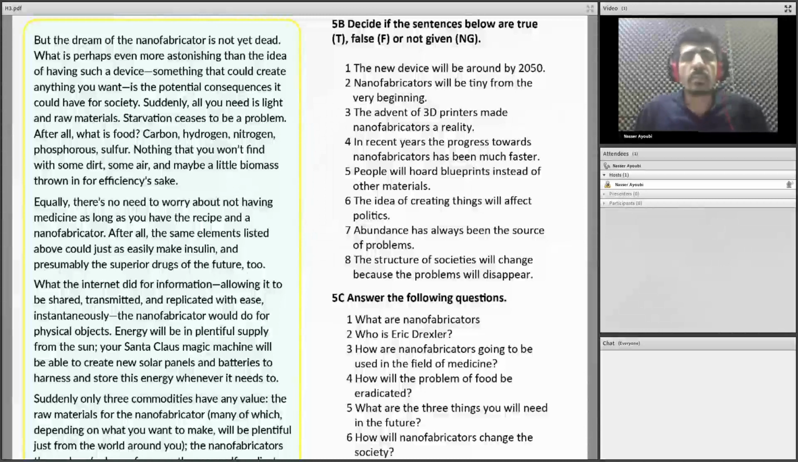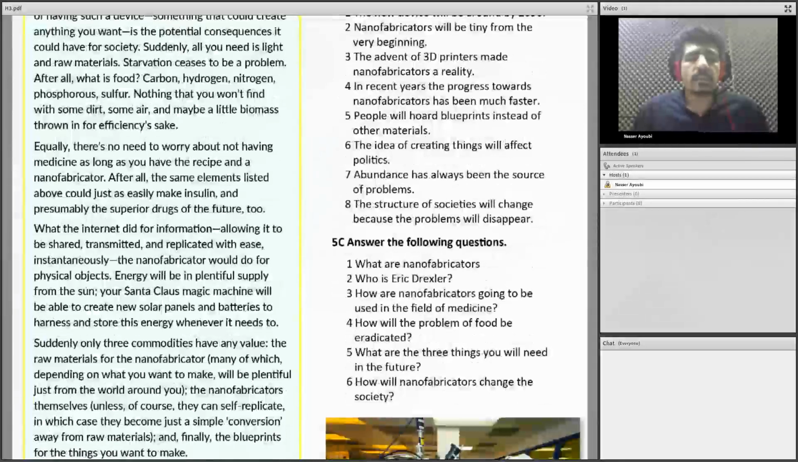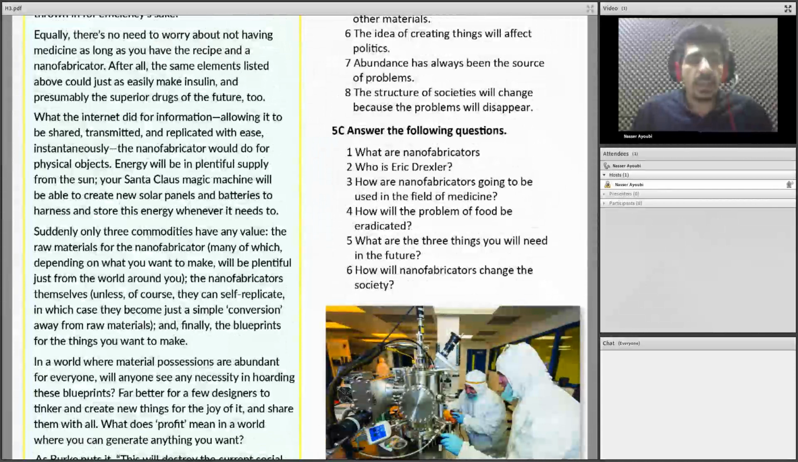Why? Because what is food? Food consists of carbon, hydrogen, nitrogen, phosphorus, sulfur. And all of these things will be found with some dirt, some air, and maybe a little biomass. Biomass, if you remember, is organic fuel, a little organic fuel that is added to the material for increasing efficiency. So if this machine is created, the problem of starvation will be gone.